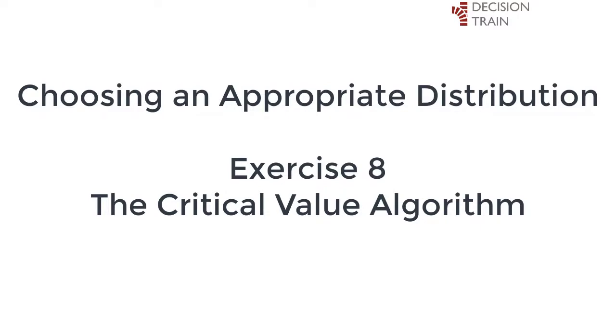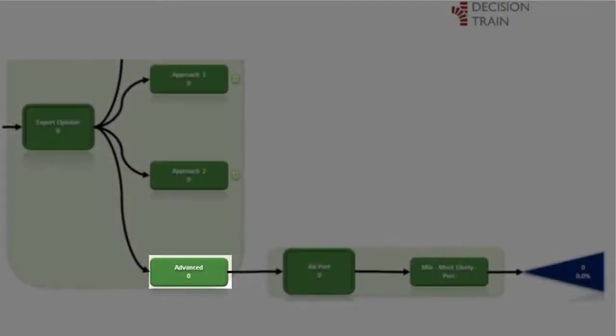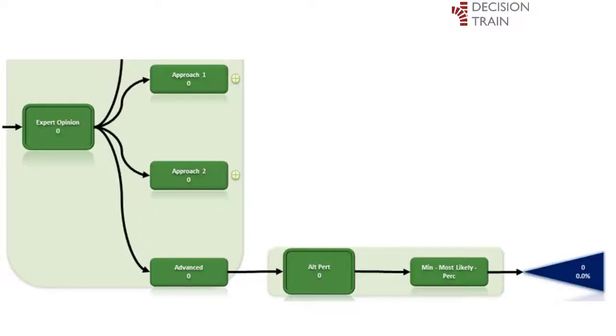Exercise 8, the critical value algorithm. This is the method that we will call the advanced expert opinion method. Many times, an expert may be reluctant to provide, for strong cognitive reasons, information on the minimum and the maximum values. That is the reason why it may become tricky to adequately define the extreme points of a certain distribution, the minimum and the maximum.